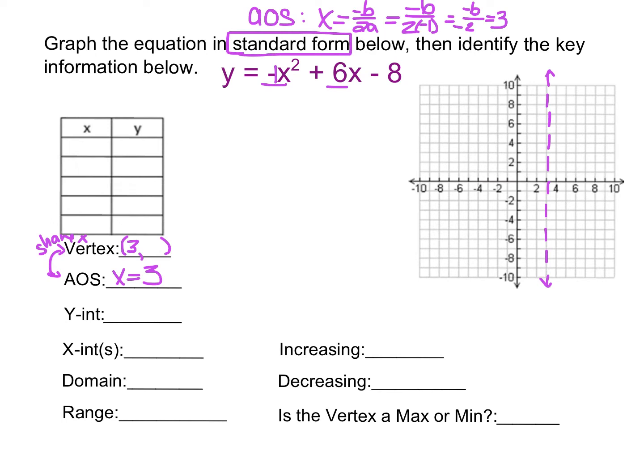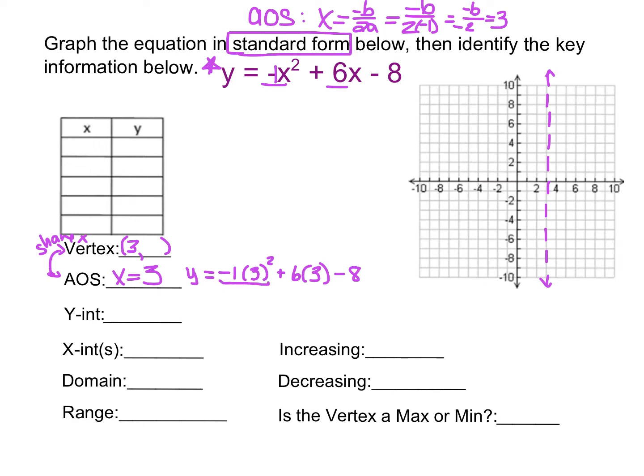So since we know our axis of symmetry, we know the x-coordinate of our vertex, which is 3. So what we need to do here is utilize this equation up here and calculate the y value that goes along with that x value of 3. So we're just going to do that algebraically. So here we have y is equal to negative 1 times 3 squared, plus 6 times 3 minus 8.